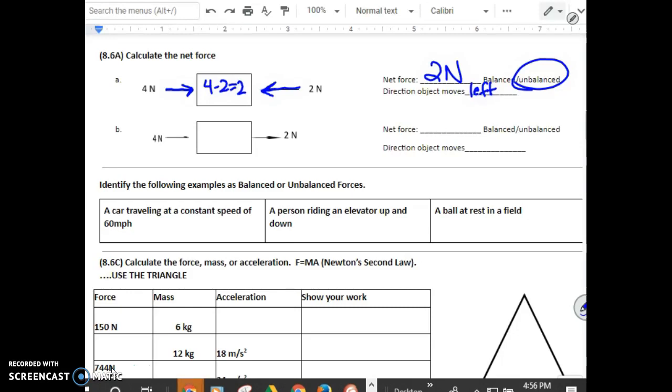B. Same thing here, we've got these traveling in the same direction. So that's like you're pushing and another friend decides to get on the other side and pull. So if you're working in the same direction, then we add those together.